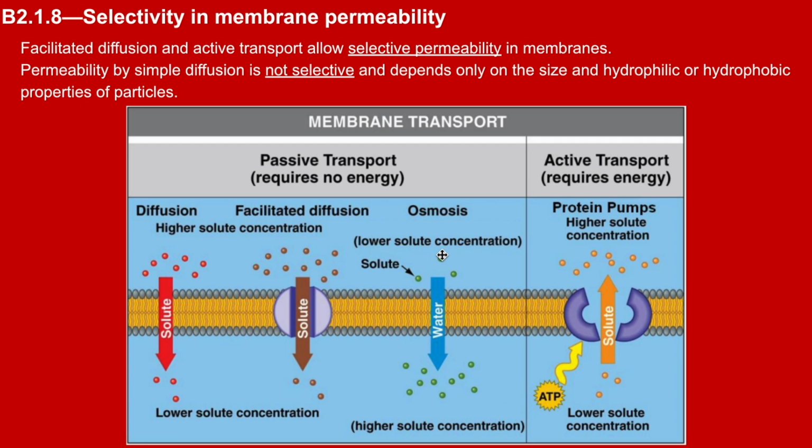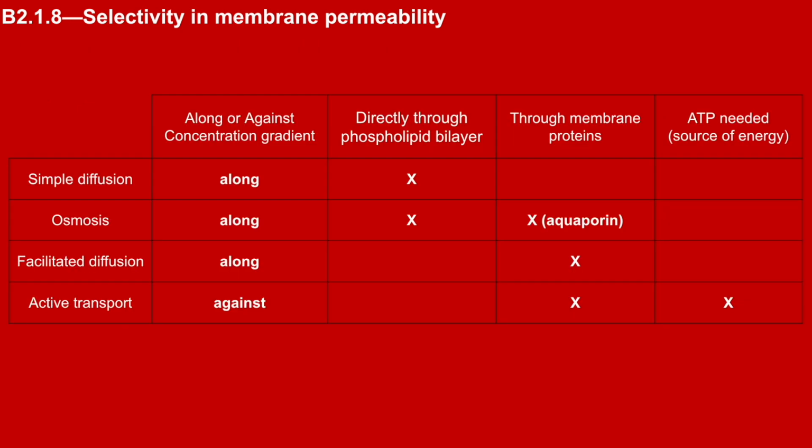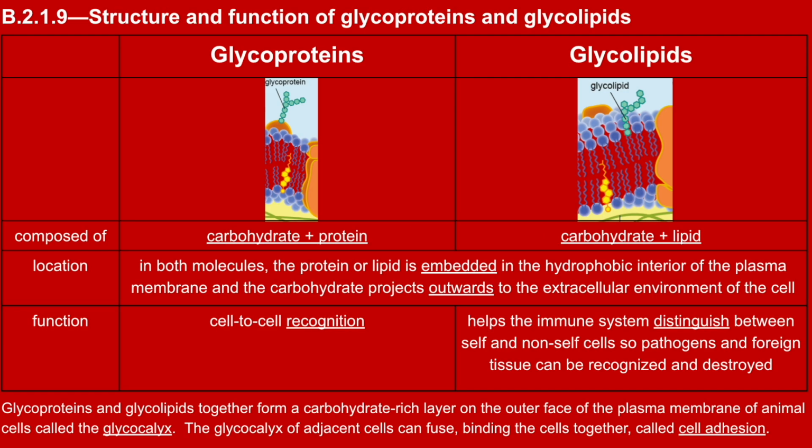Okay, so here's a nice summary of our three types of passive transport versus active transport. This is very important that you know these four types of transport because they are going to show up throughout the rest of the course, especially when we do a lot of our anatomy and physiology. We'll be talking about different examples of these types of transport in the human body with our body systems.